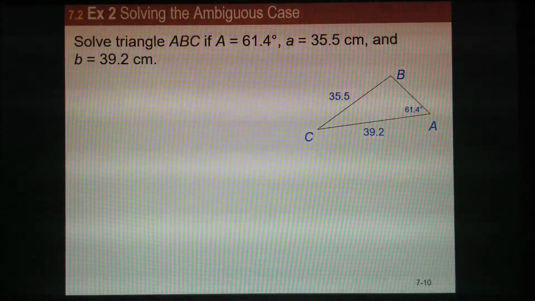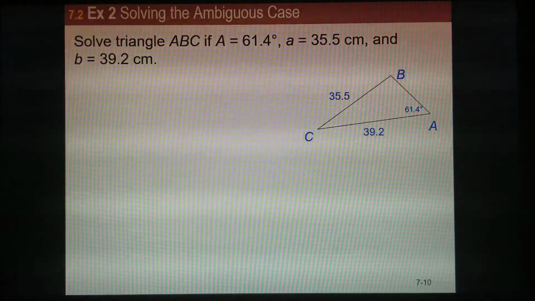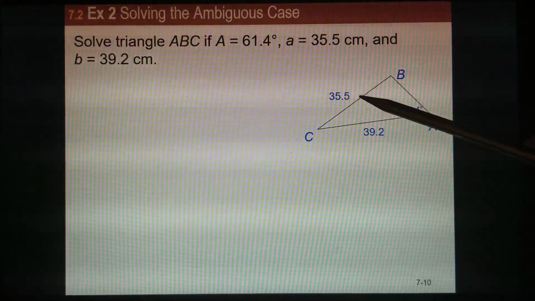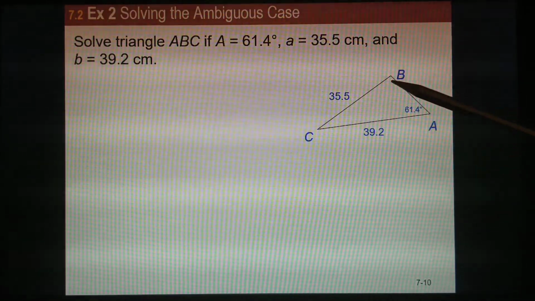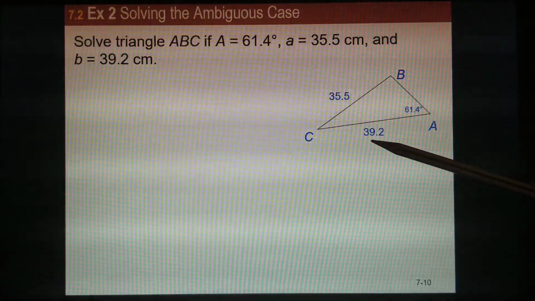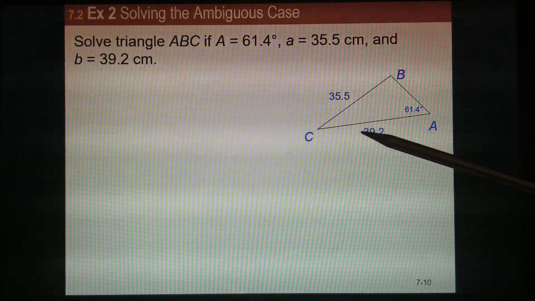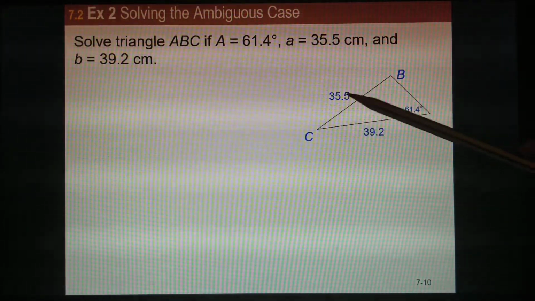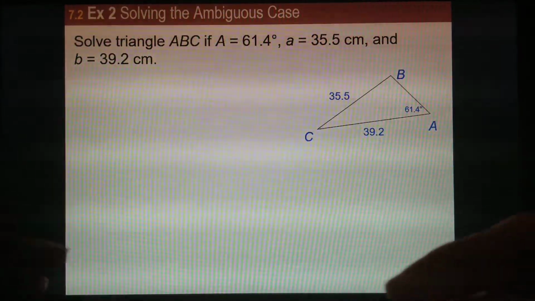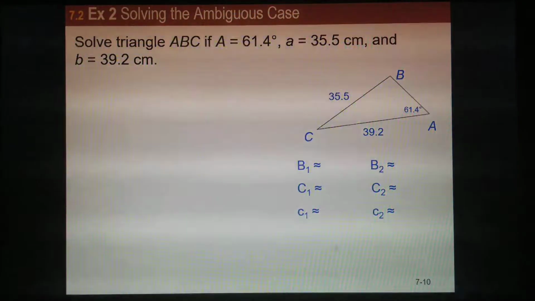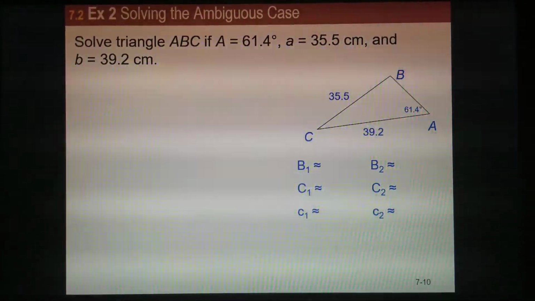Okay, so again, we're solving the triangle, and here's the picture. So angle A is given, side A is opposite angle A, and side B is opposite angle B. Again, I have two sides, but the angle is not between them. If the angle was between them, that would be side angle side. So instead, I have angle side side. I don't know, am I going to have one triangle? Am I going to have two? Or am I going to have none?